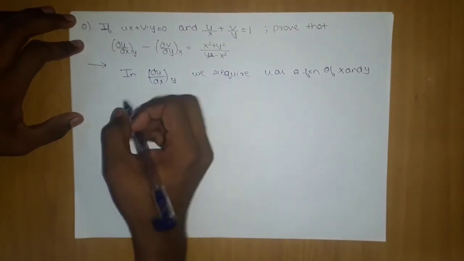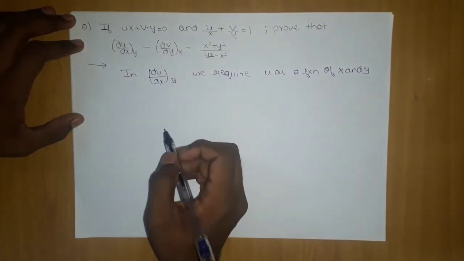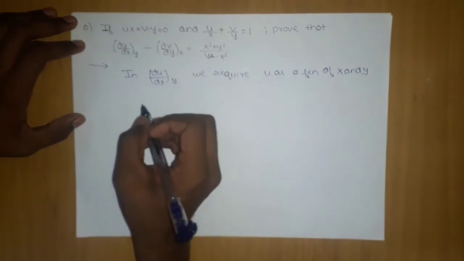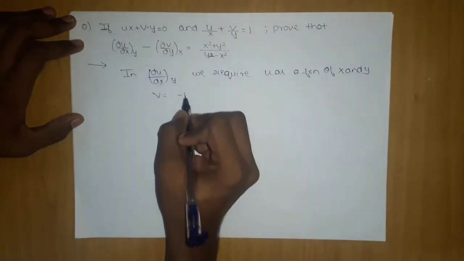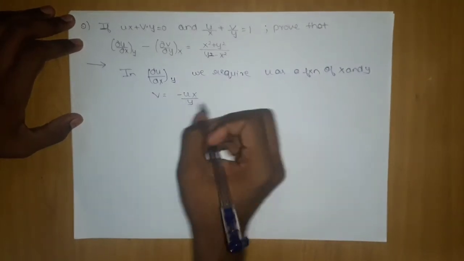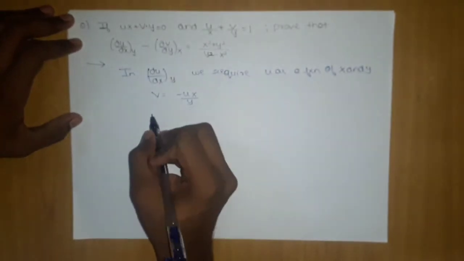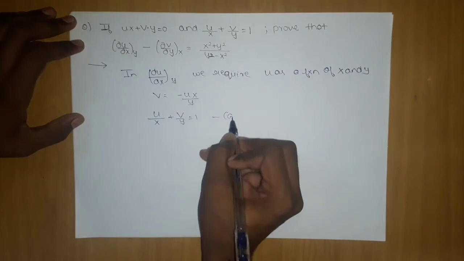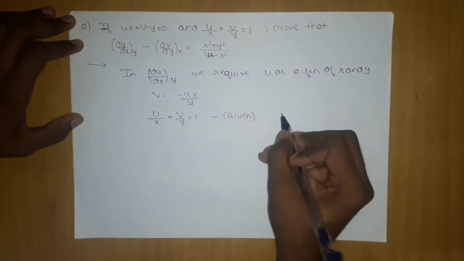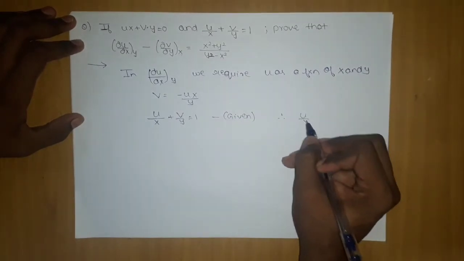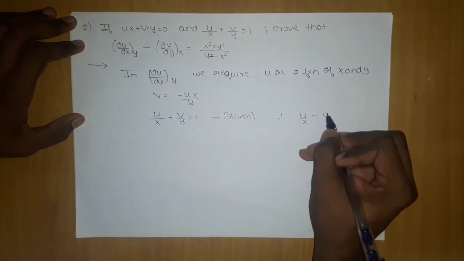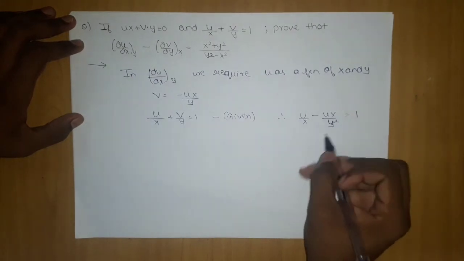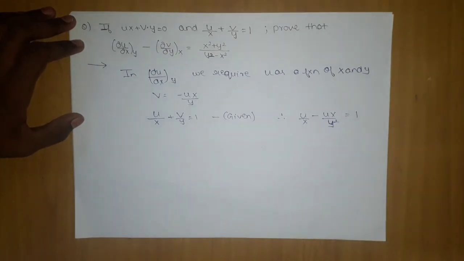So what we are going to do is substitute the v value in this equation to get it in terms of u only. So v will be minus ux by y from this equation. If I substitute it here in u by x plus v by y equals 1, what I'm going to get is u by x minus ux by y square equals 1. Now I want it in terms of u.